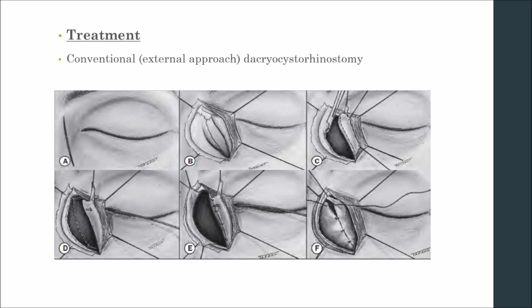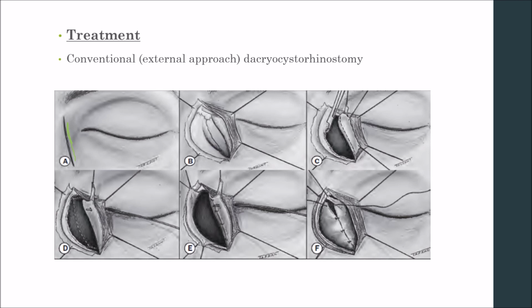A vertical skin incision is made 10 millimeters medial to the inner canthus, as it is shown here, the vertical skin incision. The medial canthal tendon and the lacrimal sac are exposed and reflected, and after removal of intervening bone, the sac is incised and attached to an opening created in the nasal mucosa.